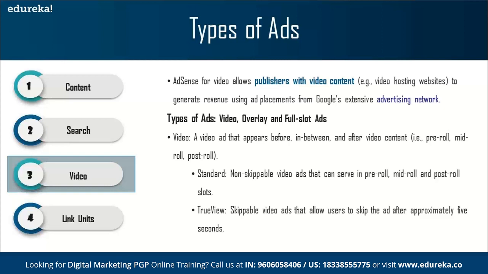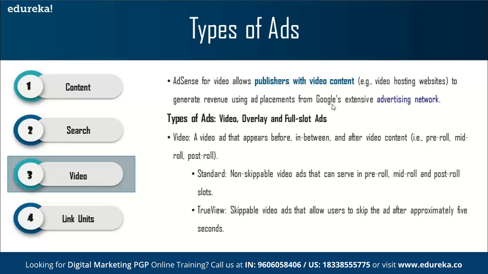Let's understand what types of ads are displayed alongside your video content. It can be video ads, overlay ads, or full slot ads. Let's understand what kind of video ads can appear inside your video content. A video ad can appear before, in between, or after the video content. When it comes before, it is called pre-roll. When it comes in the middle, it is called mid-roll. And when it comes at the end of your video, it is called post-roll.